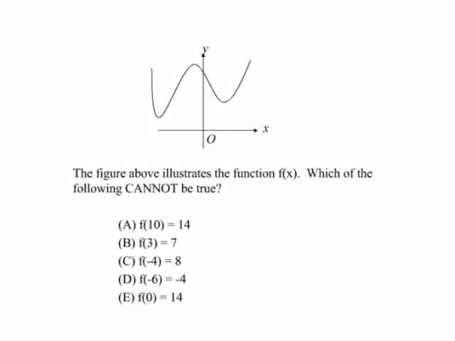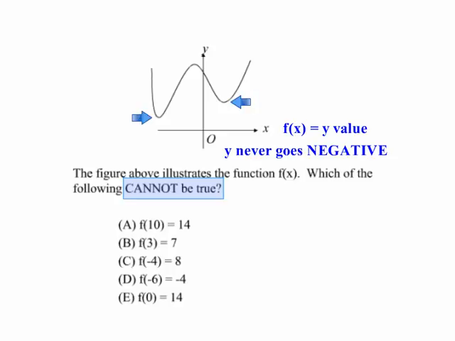Here we're seeing the graph of a function f of x, and we want to know what cannot be true. Look at this carefully. Now remember that f of x represents the y value. Well, look carefully at this graph. We get this problem on two counts here. One, if you look at it closely, look at the lowest points. Y never goes negative, so you can't have a y value that's negative.